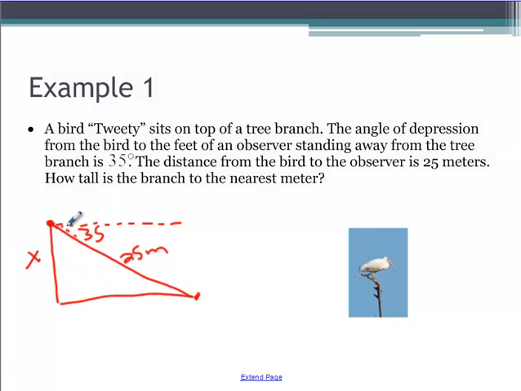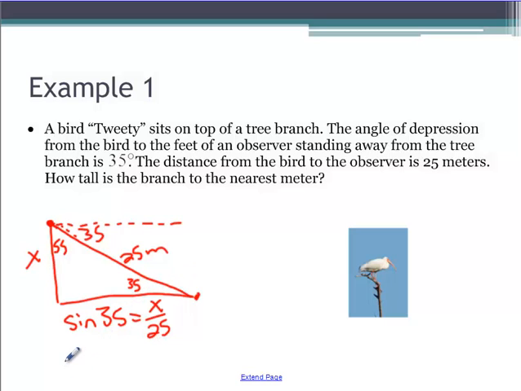So if that angle is 35, since this is a right angle, that makes this one, I'm sorry, not 65, 55. And that makes this one 35 as well. So you could use 55 or 35. I'm going to use the 35, and I'm going to use sine of 35 is the opposite side divided by the hypotenuse.